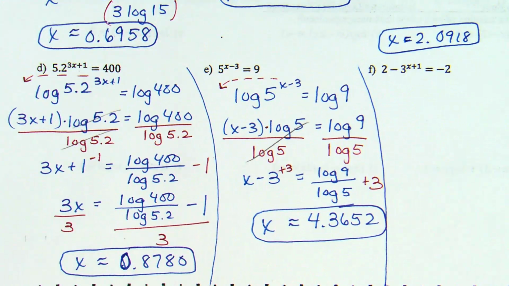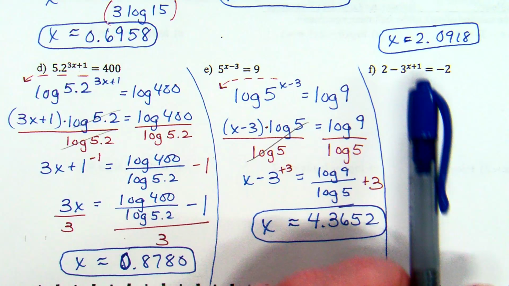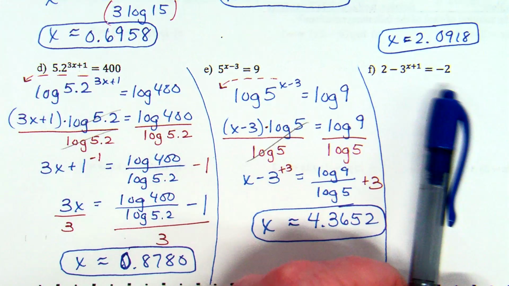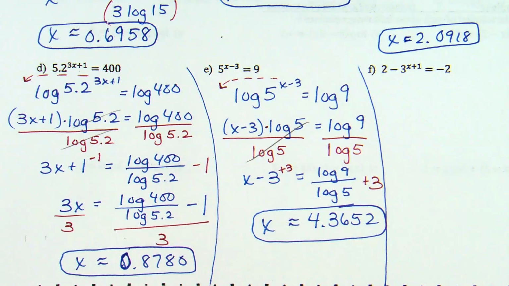Because F is 2 minus 3 to the x plus 1 equals negative 2. So now, I have my 3 to the x plus 1, but I also have other stuff. And so my first job, before we can think about taking logs or anything, is I need to have that power by itself. So how can I work to get 3 to the x plus 1 by itself? What was it? I don't want to use power property right now because I haven't taken logs yet.